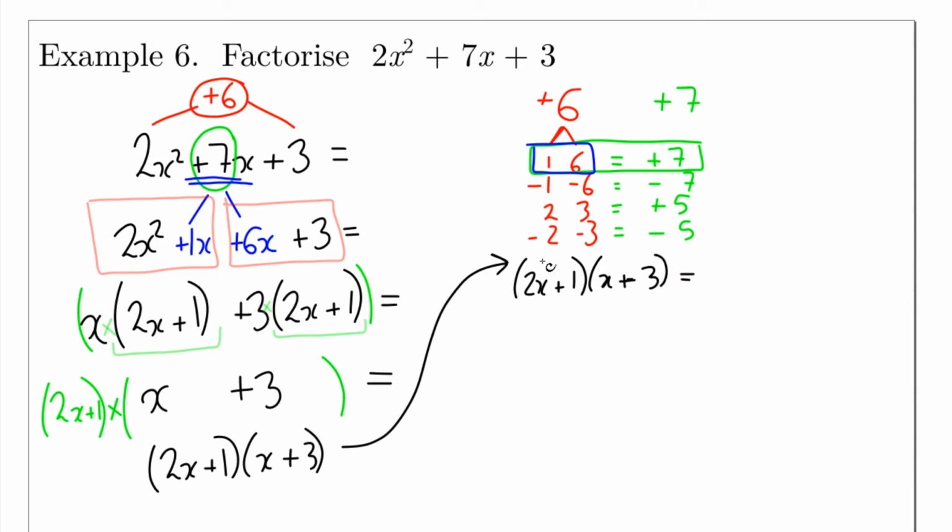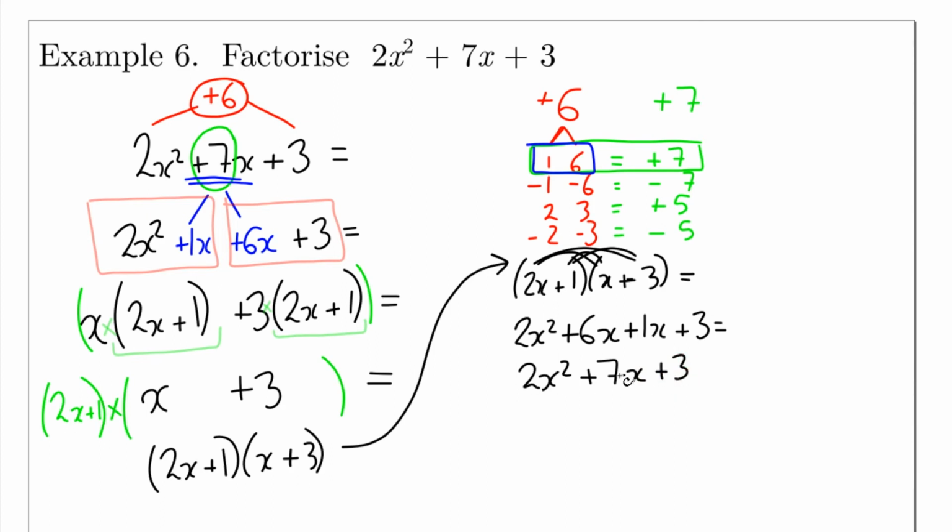If we expand this out, 2x multiplied by x gives me 2x squared. 2x multiplied by 3 gives me plus 6x. 1 times x gives me plus 1x. 1 times 3 gives me plus 3. If I simplify this down, 2x squared, 6x plus 1x gives me plus 7x, and then the plus 3. So we have ended up with the exact same expression we started with. So the answer is 2x plus 1 and x plus 3. And I'm confident in that because we've done this checking.